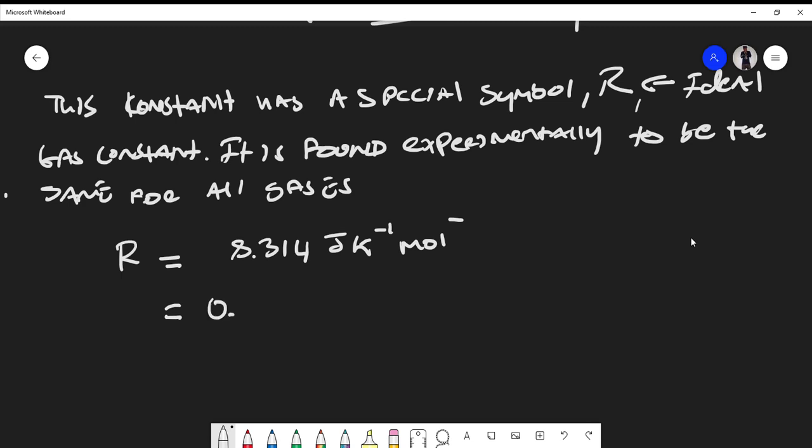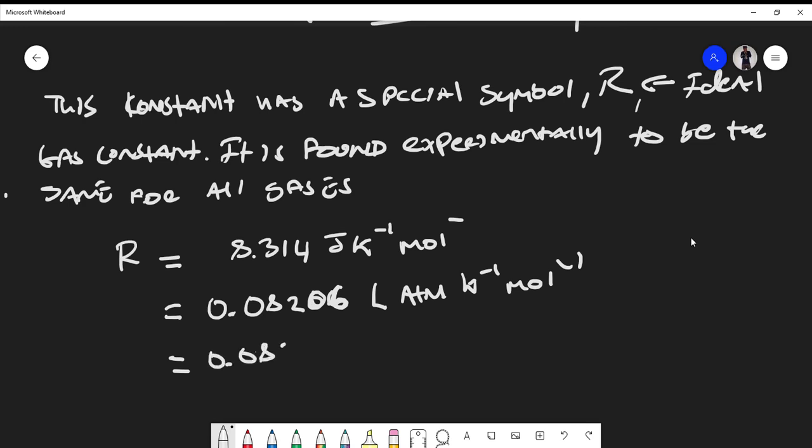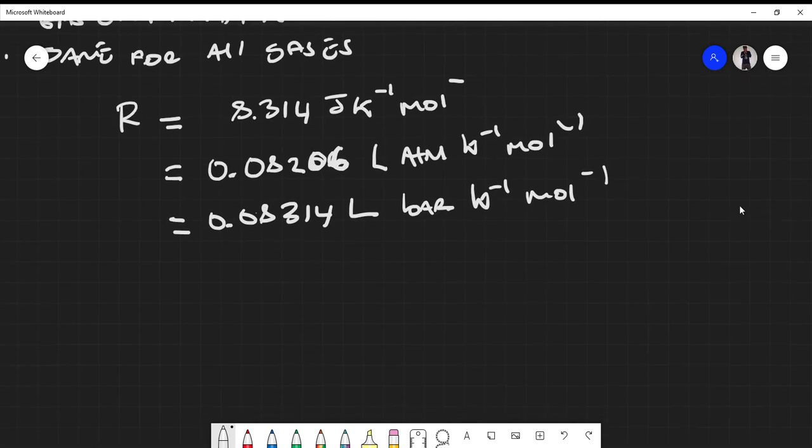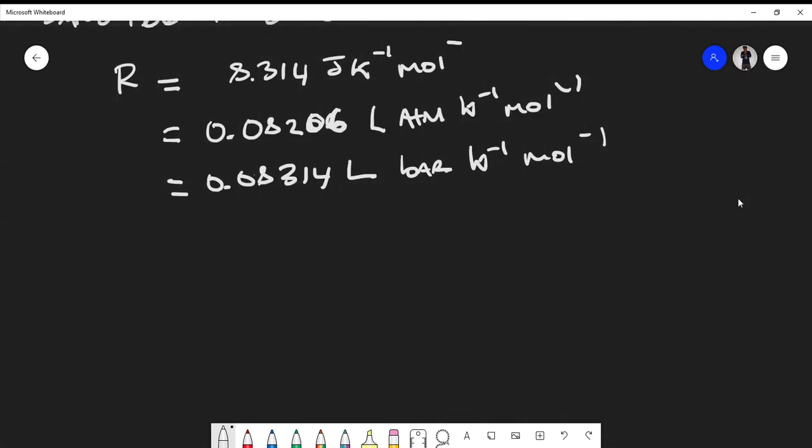It's also equal to 0.08206 liters times atmospheres times Kelvin inverse times mole inverse. We also have another number for it. This is 0.08314 liters times bar times Kelvin inverse mole inverse. Right? So these are all units for our ideal gas constant.